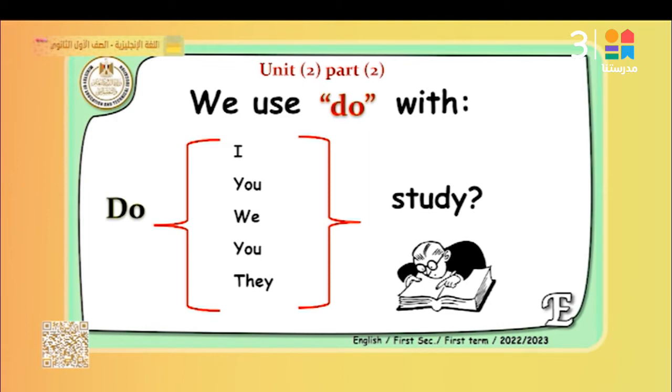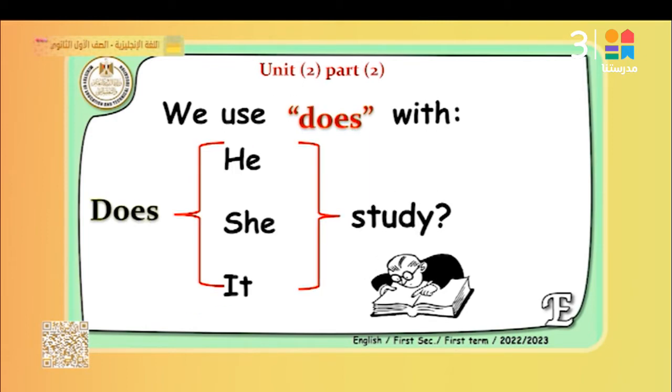Or does he study English? So we use do or does to ask a question. We use does with he, she, or it. And as you see, we remove the S. When we use does, we remove the S. So we say, does he study?